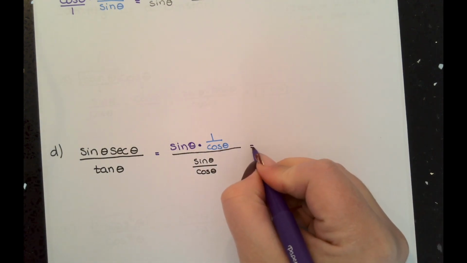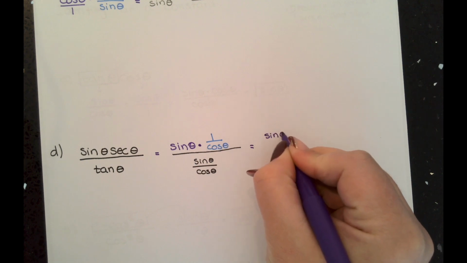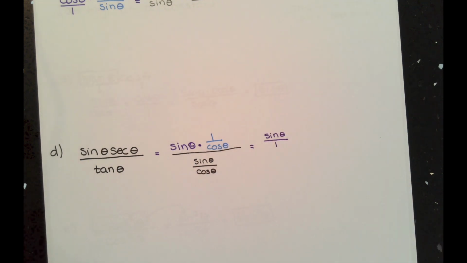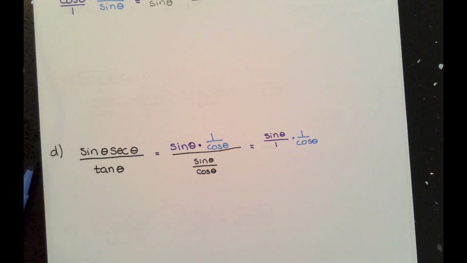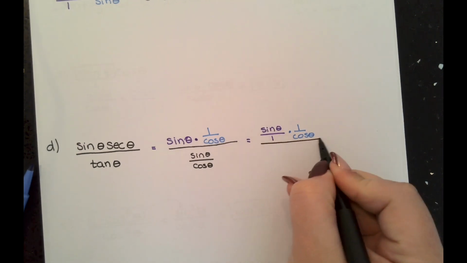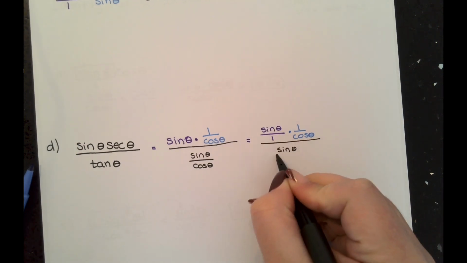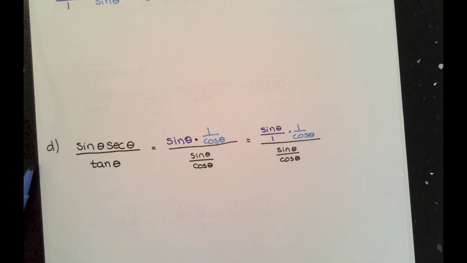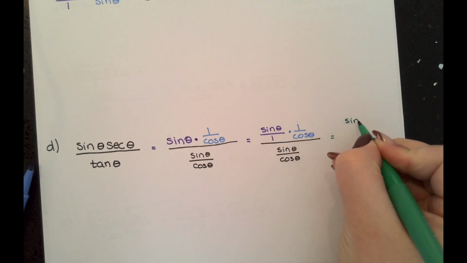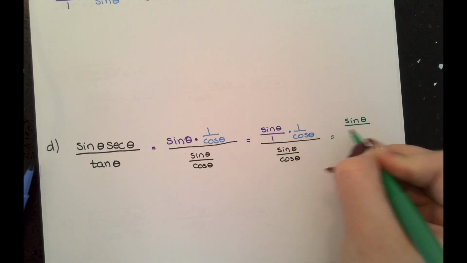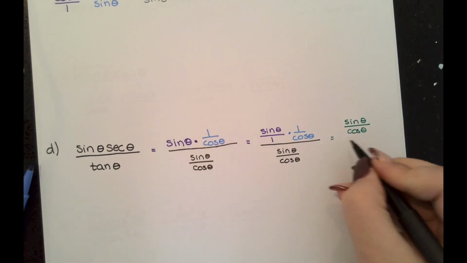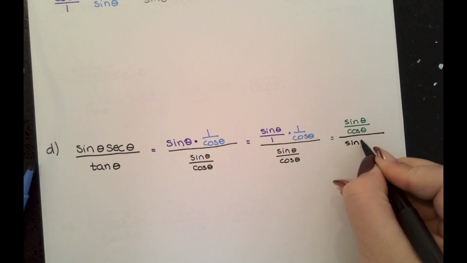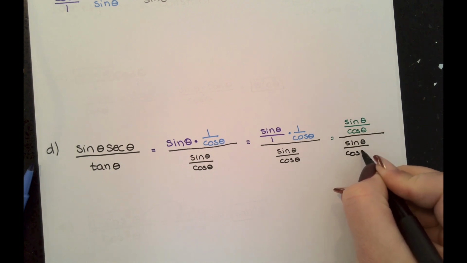Okay, let's combine. Once again, we have a whole function. We're going to put a 1 underneath it, multiplying by a fraction. Now you can do this in one step. I am going to just show you one step at a time here, taking a little bit more time. That's okay. So now let's combine it. We have sine of theta times 1 over 1 times cosine of theta divided by sine of theta over cosine of theta.